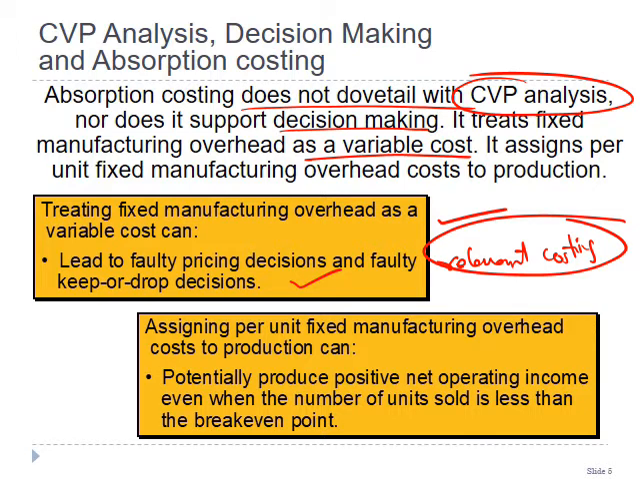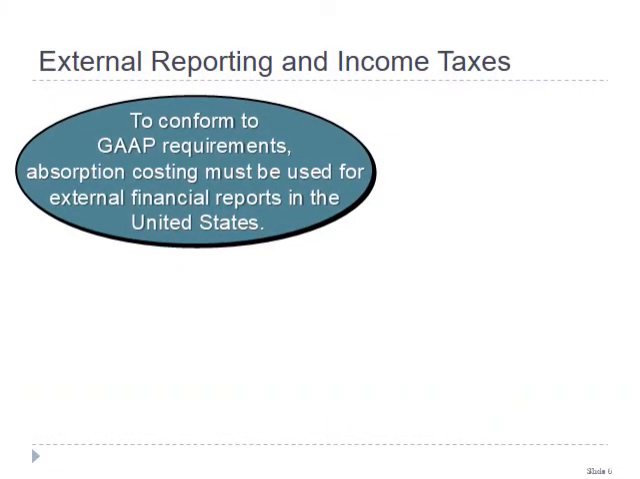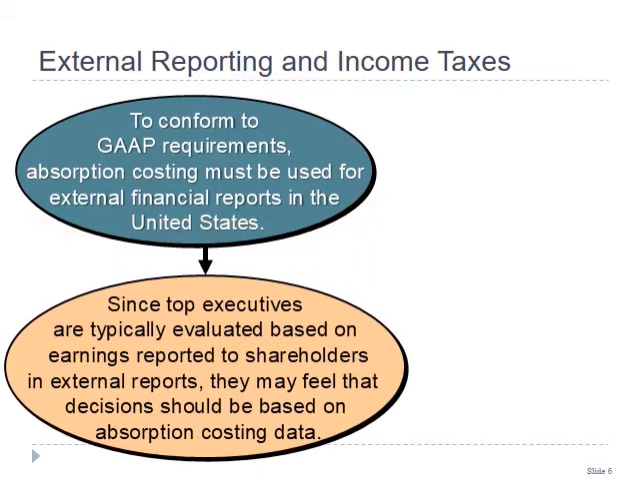And assigning per unit fixed manufacturing overhead cost to production can potentially produce positive net income even when the number of units sold is less than the break even. So that is amazing. That's why managers do not prefer absorption costing for making some crucial decisions. So now the question arises, then why do we see absorption costing?